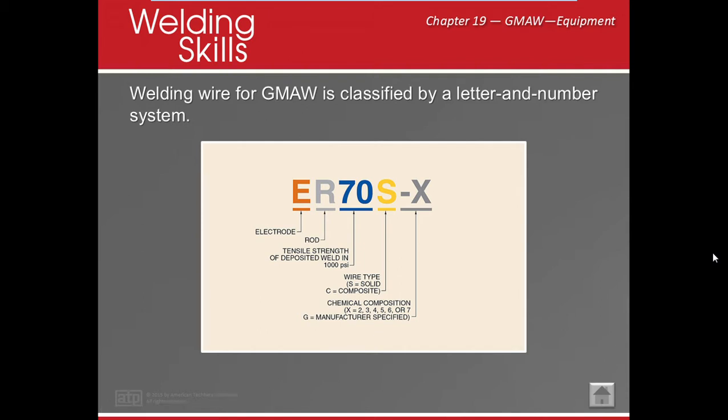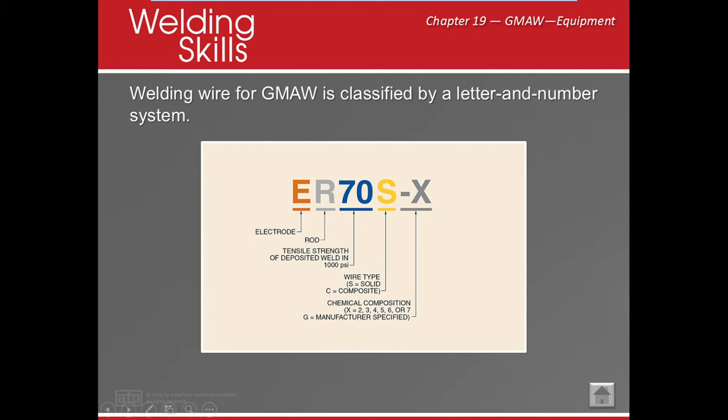Really, a classification is kind of like a secret code, and you need the decoder to read this knowledge. Once you do, it makes it really easy to understand the electrode or the rod that you're going to use, as long as you understand this code.